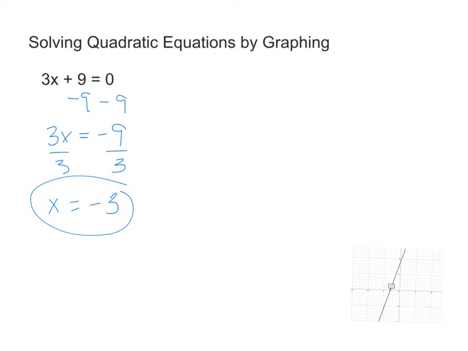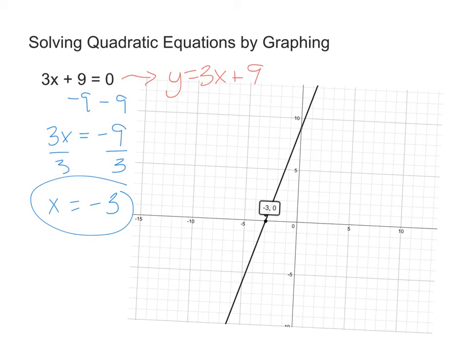So here's the strategy. You make the equation equal to 0, which this one already is, and then you graph the related function. The related function is the same, but with a y in the place of 0. So we're going to take that equation and change it into this function, y equals 3x plus 9, and then graph that.